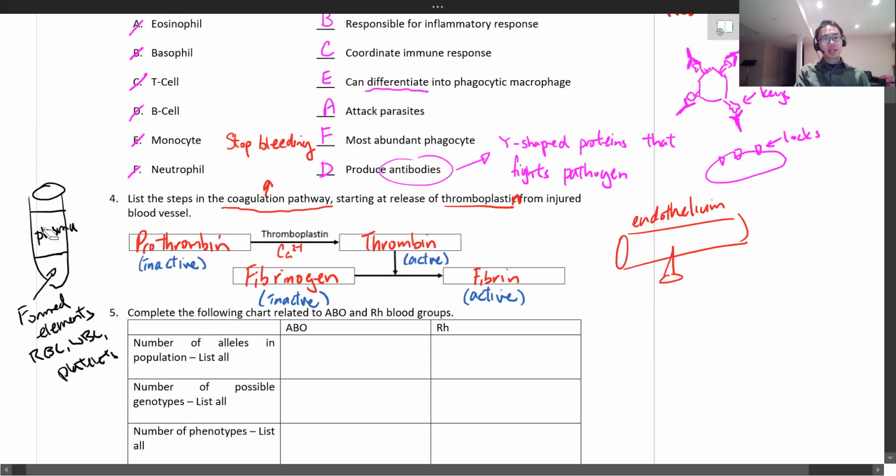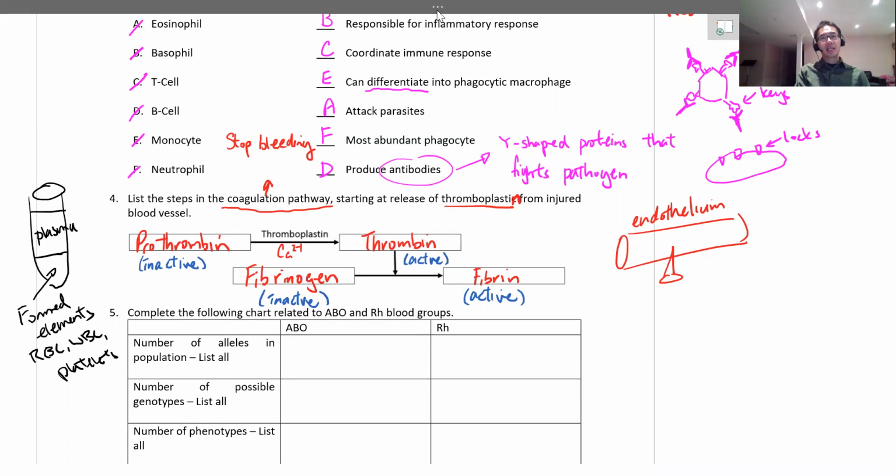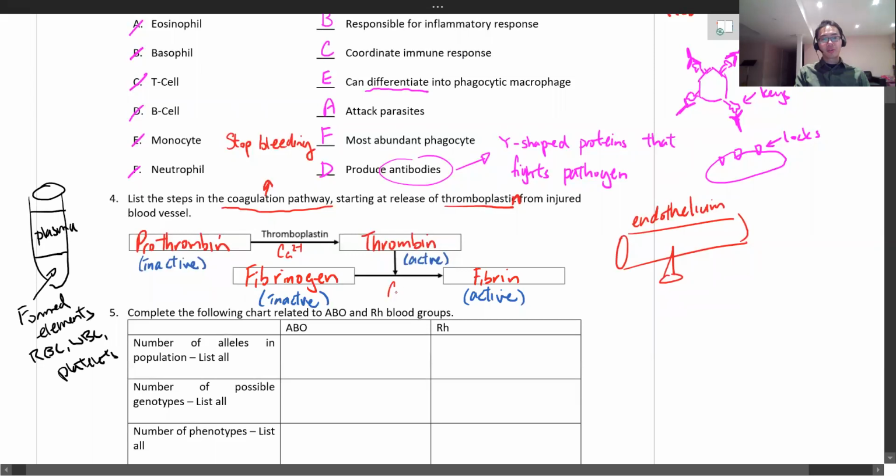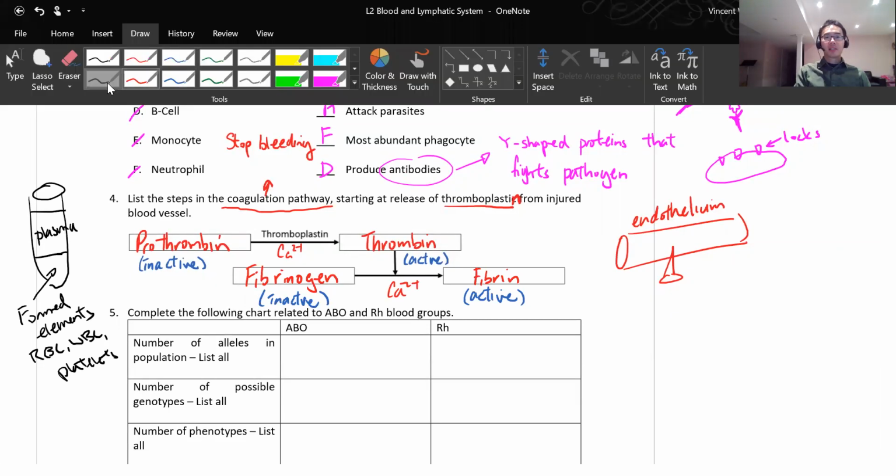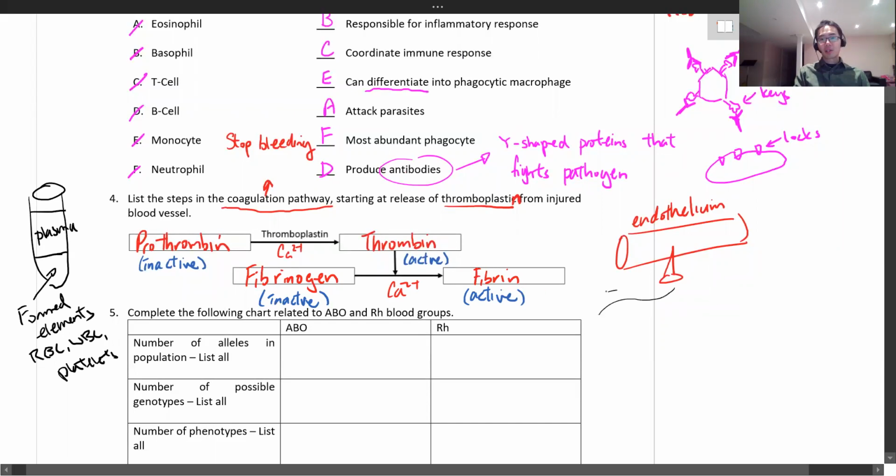Okay, so in the plasma, you will have the prothrombin, you will have the fibrinogen. But when you damage the vessel, the thromboplastin will convert the prothrombin into thrombin, which in turn converts the fibrinogen into fibrin. So you also need a bit of calcium. And what happens is the fibrin is going to form these long strands, and then they're going to cling to each other and kind of form a mesh.